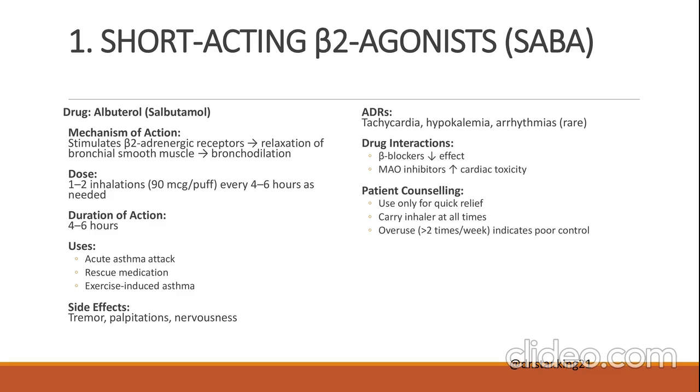Dose is 1 to 2 puffs every 4 to 6 hours as needed, and the duration of action is 4 to 6 hours. It is used in acute asthma attacks, as rescue medication, and in exercise-induced asthma. Side effects include tremors, nervousness, and palpitations, whereas adverse drug reactions include tachycardia, hypokalemia, and arrhythmias. Drug interaction: it interacts with beta blockers, which reduce its effect, whereas MAO inhibitors increase toxicity.